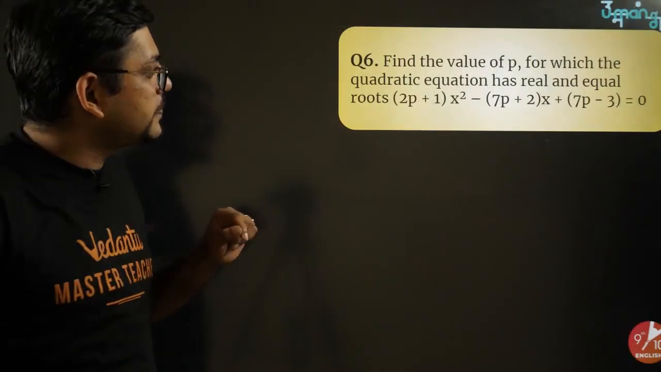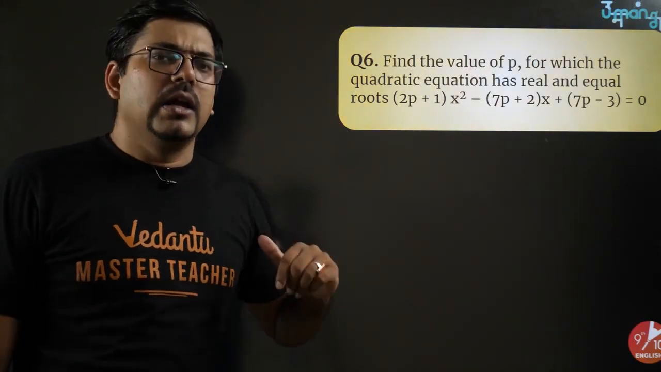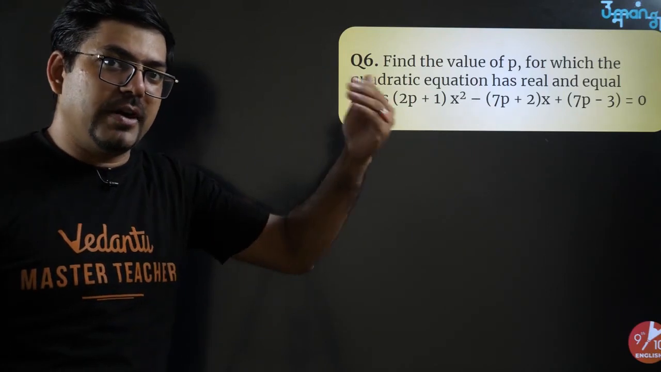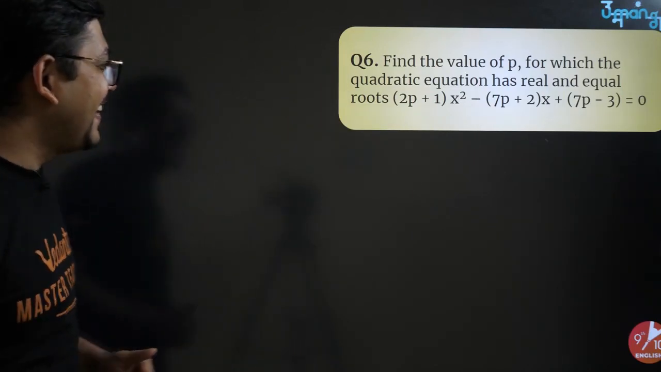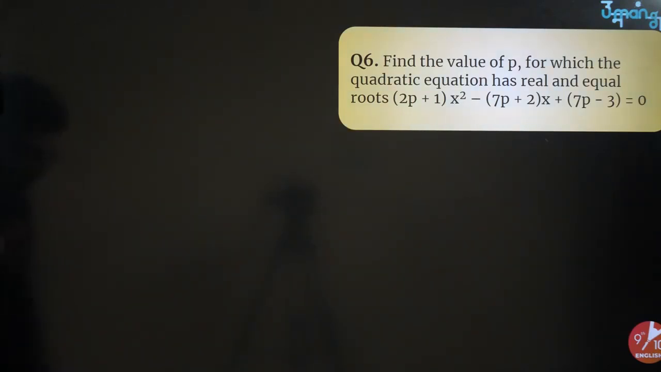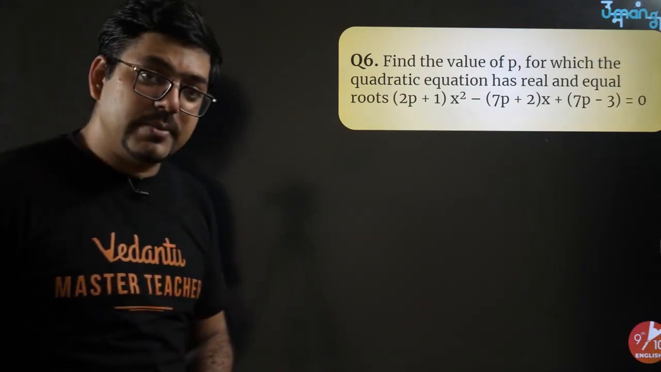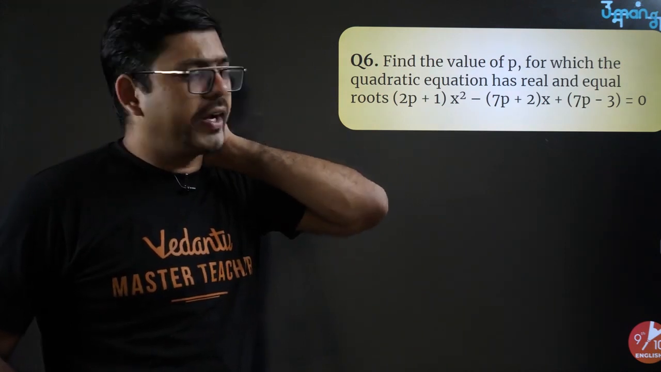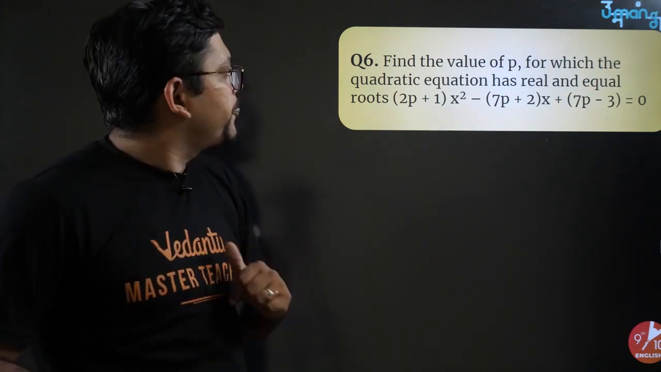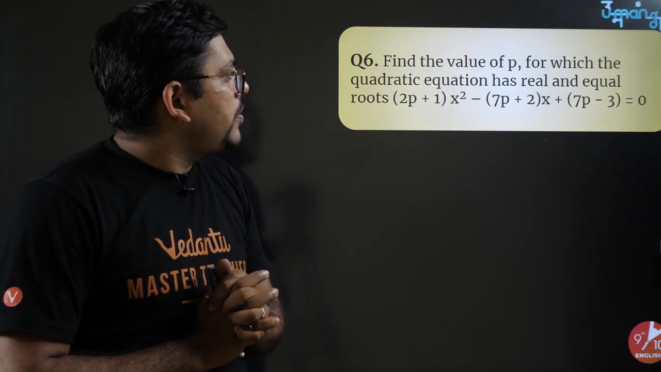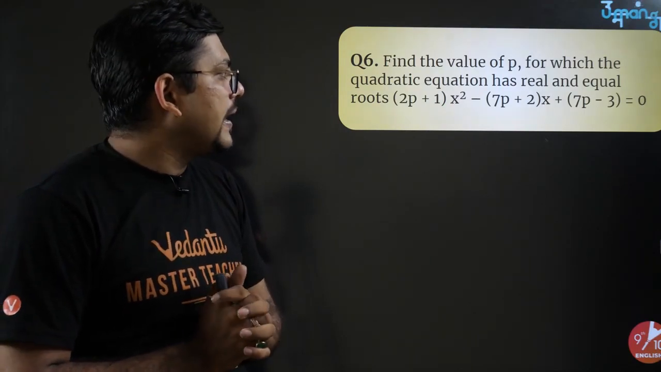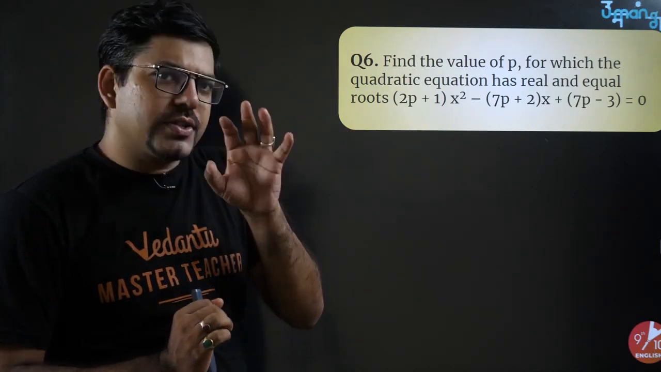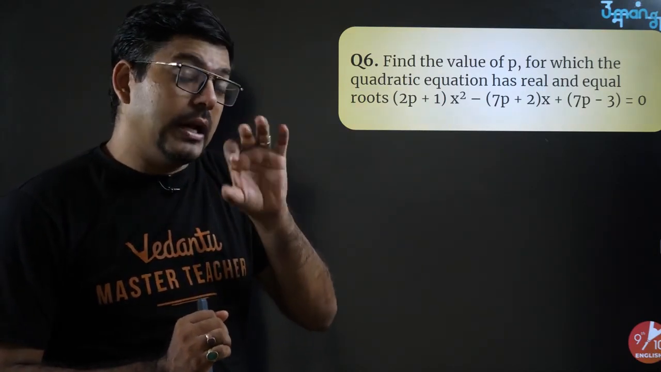Here's the next question. Now, a little complexity of the problem is increasing, one by one, step by step, isn't it? Chalo, please read it. Take a pause. Take some time. Read it carefully. Try to understand it and then move ahead. Question says, find the value of p for which the quadratic equation has real and equal roots. Okay, it's kind of same. So I would just twist this question a little.